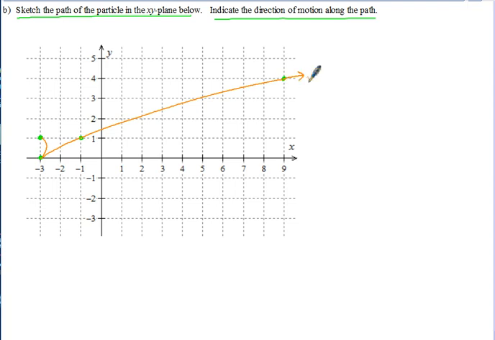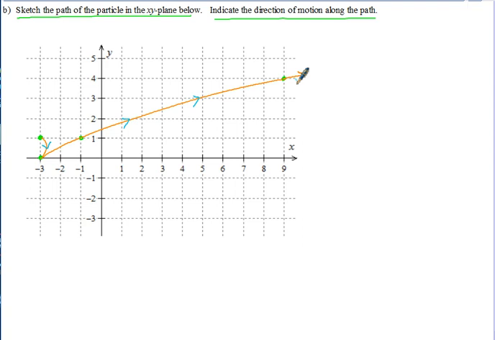So we plugged in an additional time there. So you can see we've got a cusp right there at negative 3, 0, an abrupt change in the slope. So that'd be the rough sketch of it. And to indicate the direction, you can put just one arrow or more than one arrow along the curve to show which way it's going. It's traveling along the curve that way.